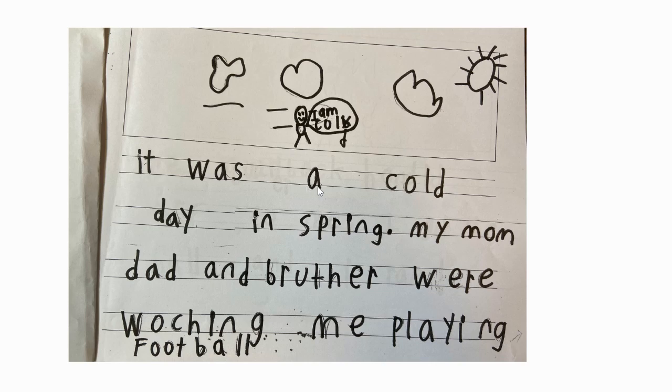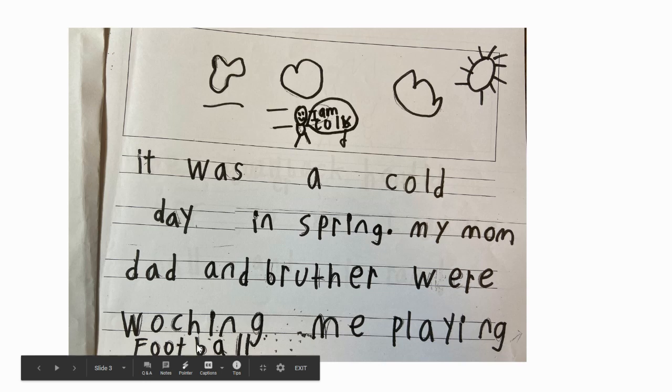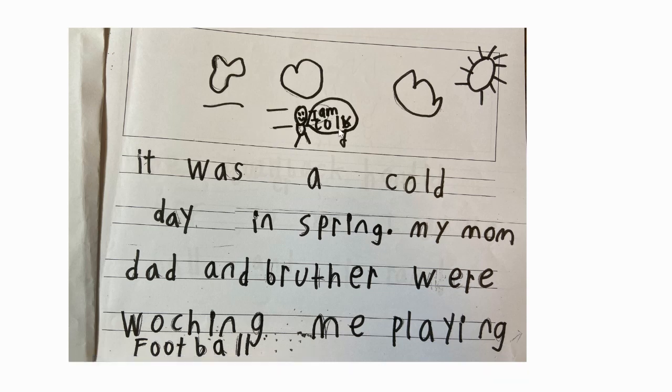This is his beginning or the lead. It was a cold day in spring. My mom, dad, and brother were watching me play football. And I still see motion lines up there. And he said, I am cold. He's got a speech bubble. This is his beginning. He tells when it was, in the spring. He tells who was there: mom, dad, brother, and he describes the weather. It was cold.